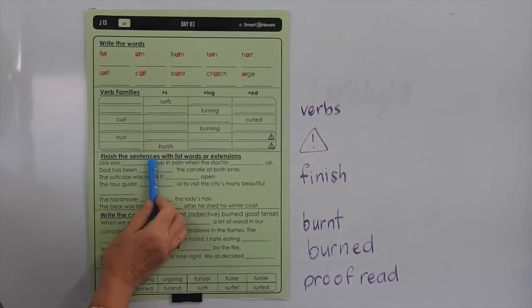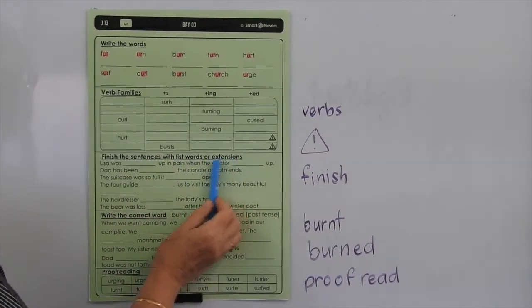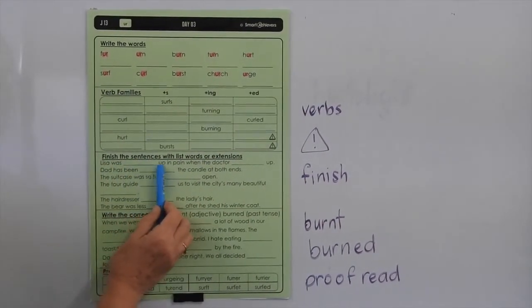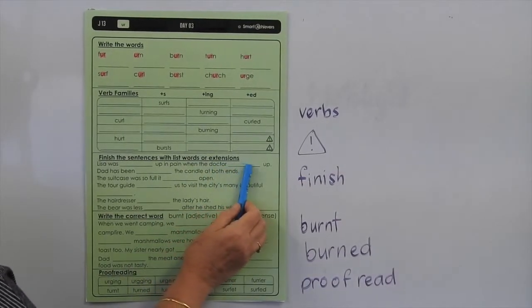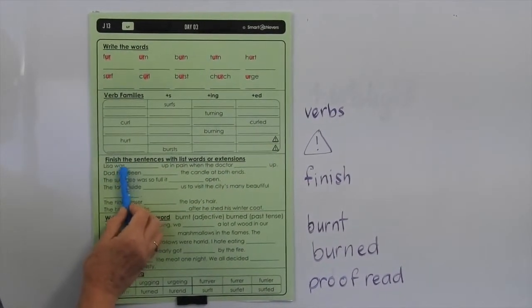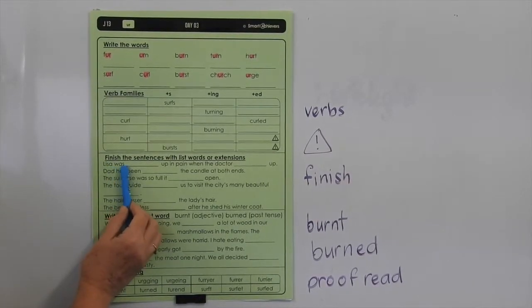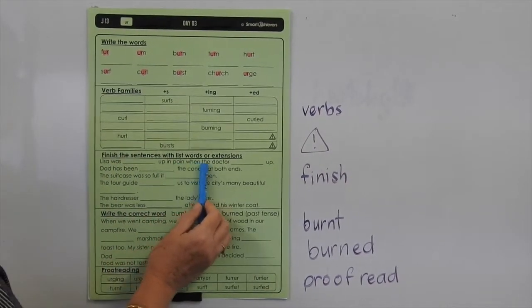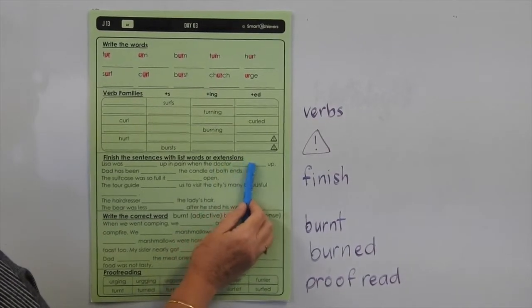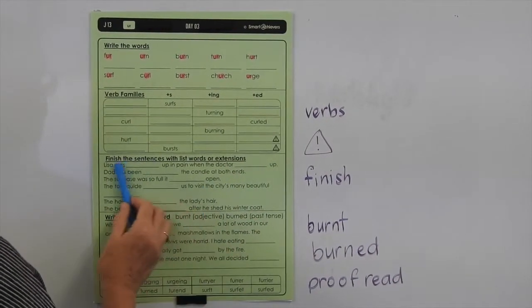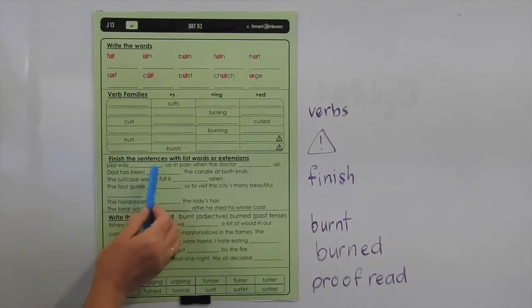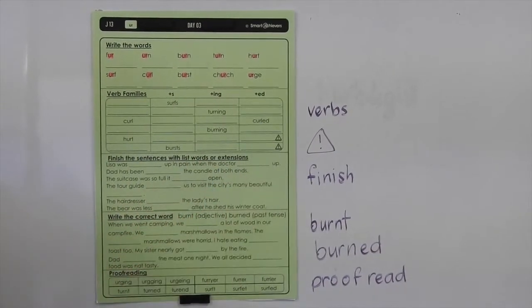Now finish the sentences with the list word or extensions. Lisa was something up in pain when the doctor something up. Lisa was, now we need past tense because that says it's already happened. Lisa was curled up in pain when the doctor turned up. So if it's indicating the tense was past, you must use that past tense ed.